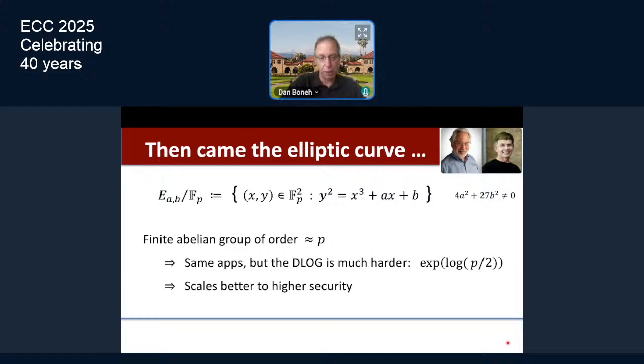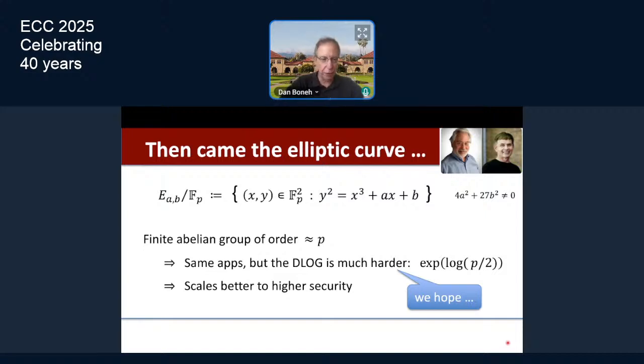Of course, the point is that these are finite abelian groups of sufficiently large order. And discrete log appears to be much harder on an elliptic curve than it is on a finite field. Because of this, elliptic curves scale better as we move to higher and higher security parameters, at least as far as we know. So we hope the problem is harder. Of course, we can't prove that it's harder, but it's been quite a few years, and it still seems to be much harder to do discrete log on elliptic curves than on a finite field.